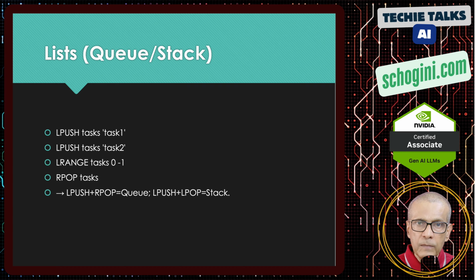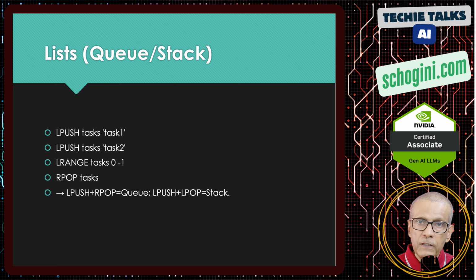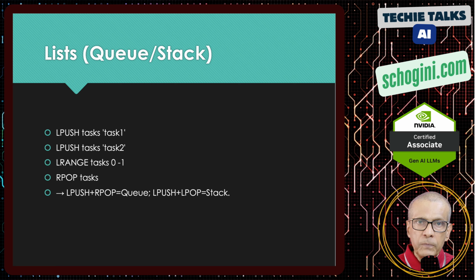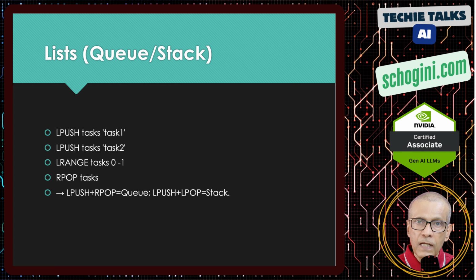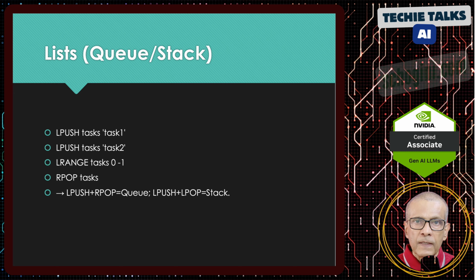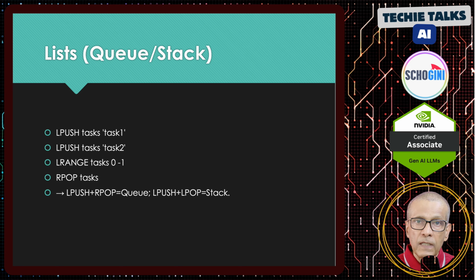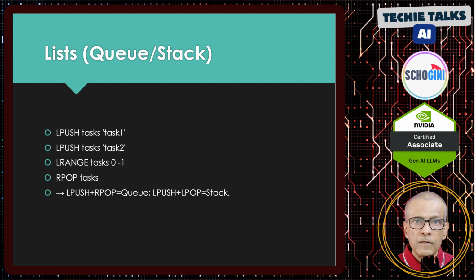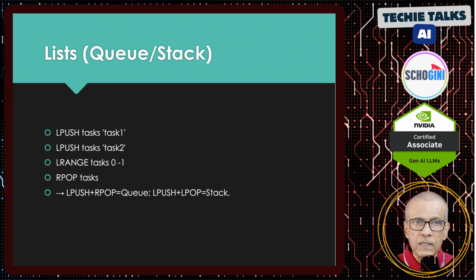lpush plus rpop will give you a FIFO queue, that is first in first out queue. lpush and lpop will give a LIFO queue, last in first out queue. Test both patterns and see how items move through the list. Lists are the backbone for task queues, job schedulers, and chat message buffers. Fast, lightweight, and endlessly flexible.